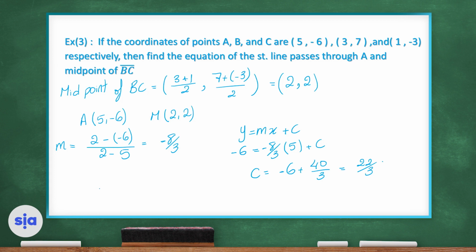Don't forget to write the equation of the line. So the equation of the straight line is y equals m, the slope, times x plus 22 over 3, which is the value of c.